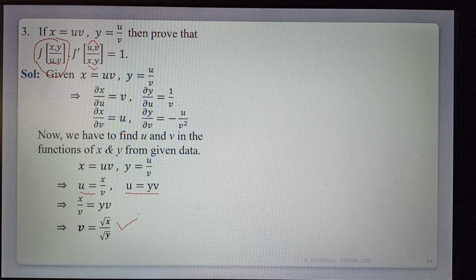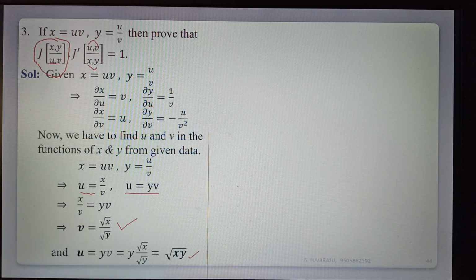So it is required that v is a function of x, y, because in the question only x, y are given as functions of u, v but u, v are not given directly. So from the given data we have to find u and v. So v is equal to root x by root y. Next, finding u: u is equal to yv, and substituting v, y into root x by root y is equal to root xy, so u is equal to root xy. So this is xy, and also we have uv.